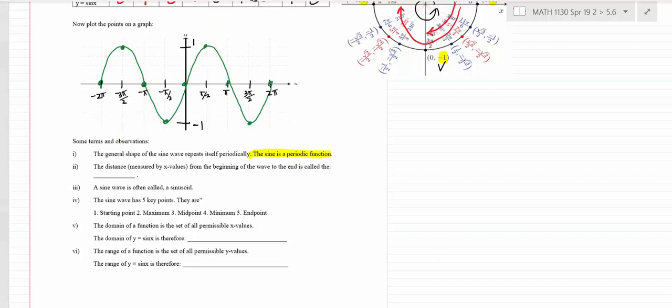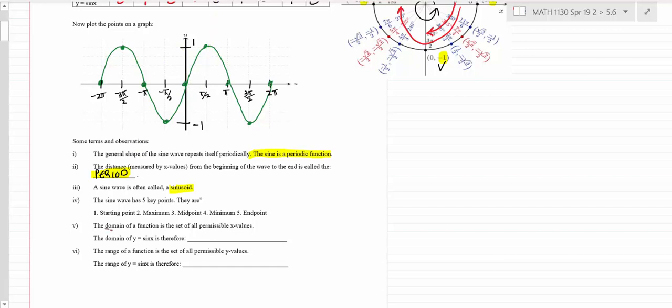Okay, so first of all, we have a distance. The distance measured by x values from the beginning of the wave to the end is called the period. Okay, so that's important, you write that down. It's a periodic function, so a period tells you that piece that's going to repeat over and over again. Okay, we often call it a sinusoid. A sine is called a sinusoid a lot, and then the key points are like this.